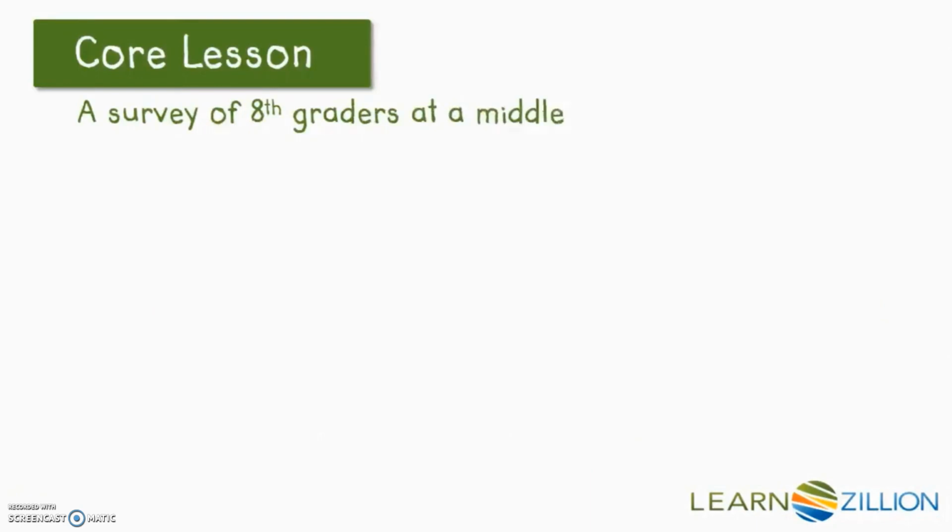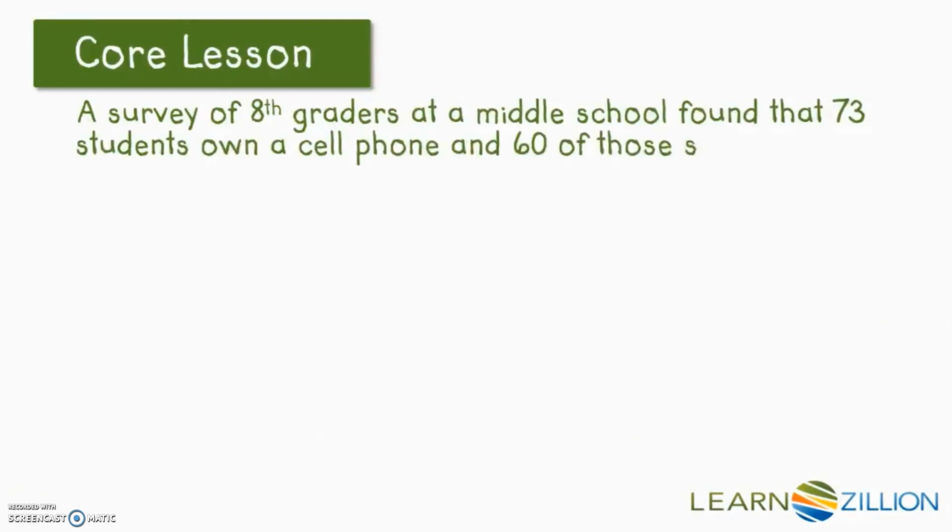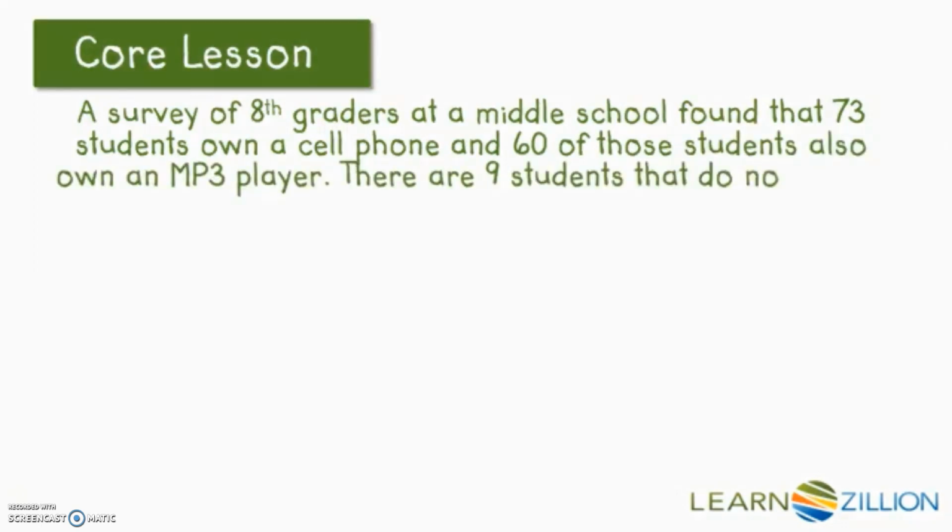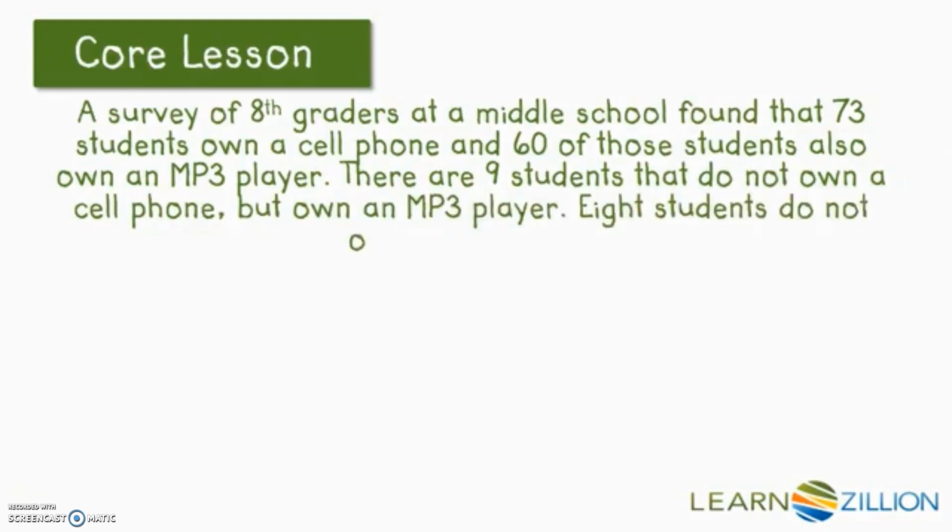Let's look at a verbal description. A survey of 8th graders at a middle school found that 73 students own a cell phone and 60 of those students also own an MP3 player. There are 9 students that do not own a cell phone but own an MP3 player. 8 students do not own either device.